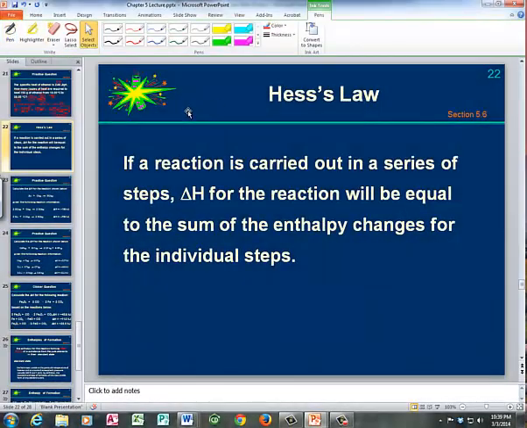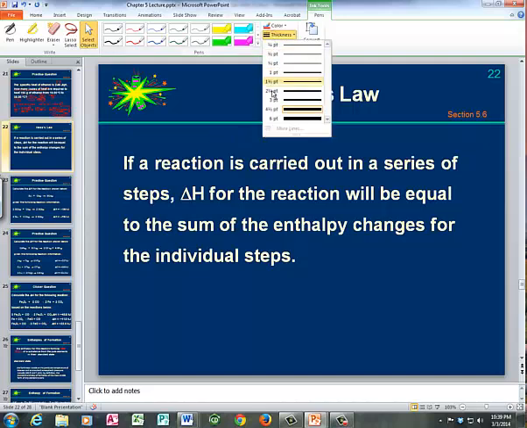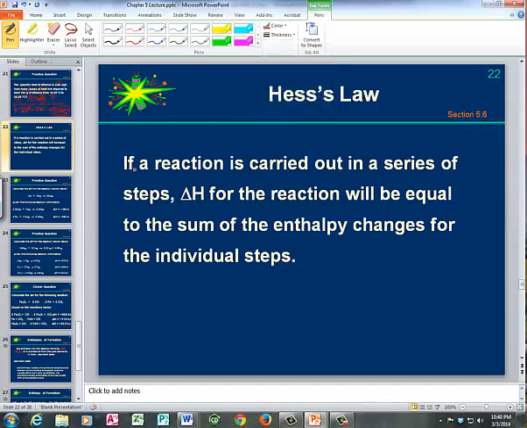Hess's law. So Hess's law says that if a reaction is carried out in a series of steps, the delta H for the reaction will be equal to the sum of the enthalpy changes for the individual steps of the reaction. So here's what that's about. Let's say I want to go from San Francisco to Denver.